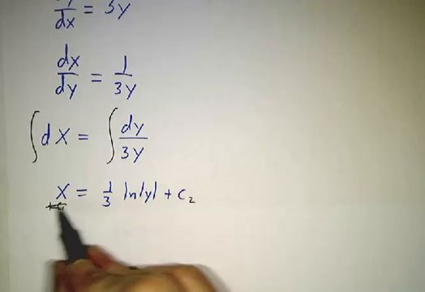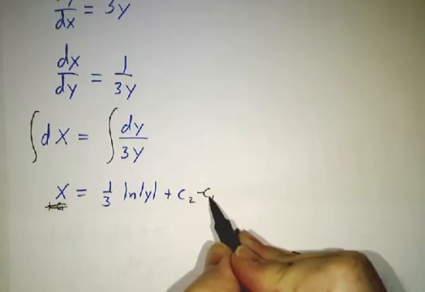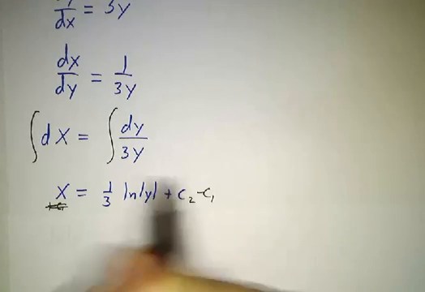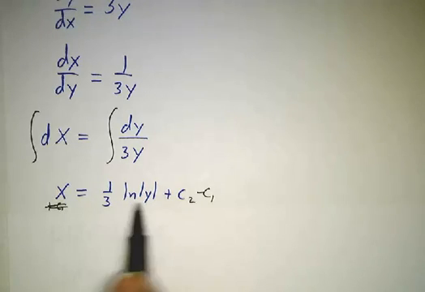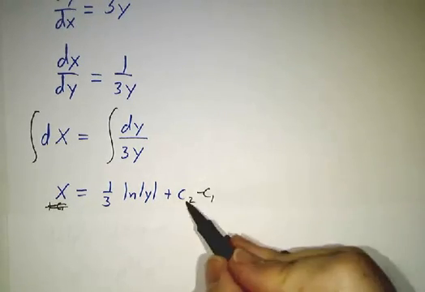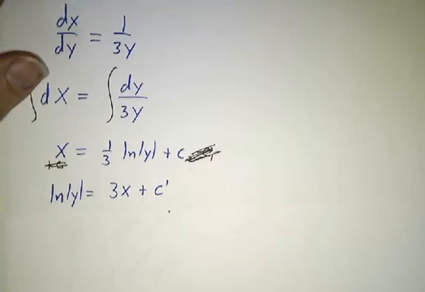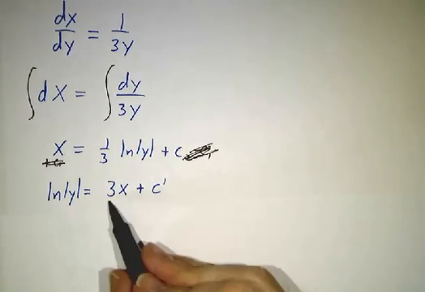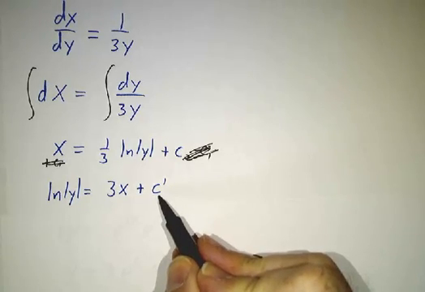But we can always just subtract c1 from both sides, and one constant minus another constant is just a constant. So whenever you have integrals on both sides, you don't need two constants of integration. You only need one. So I'm just going to call that one constant of integration c. Now, you solve for natural log of y, and you get 3x plus a constant, and c prime is negative 3 times c. It's just another constant.